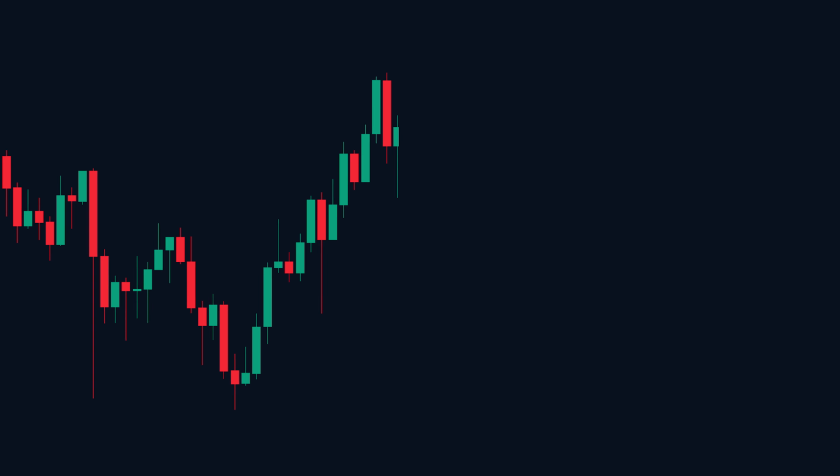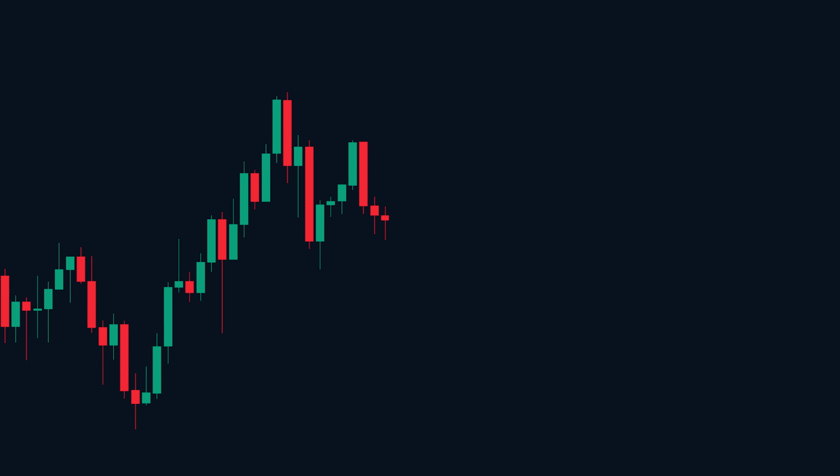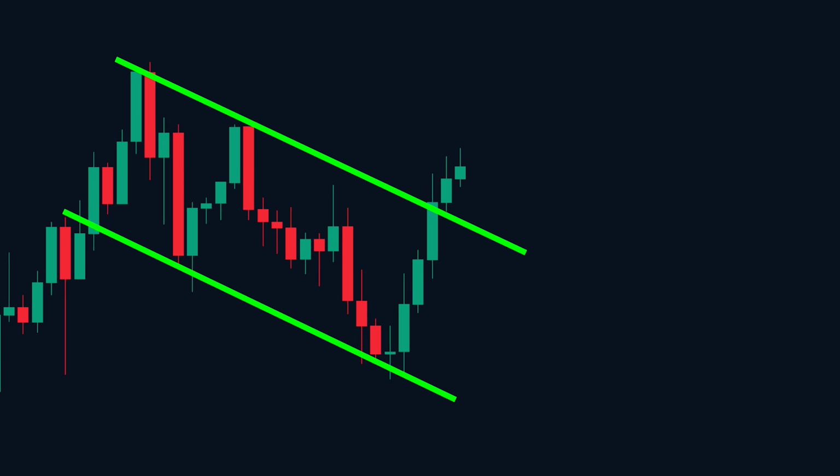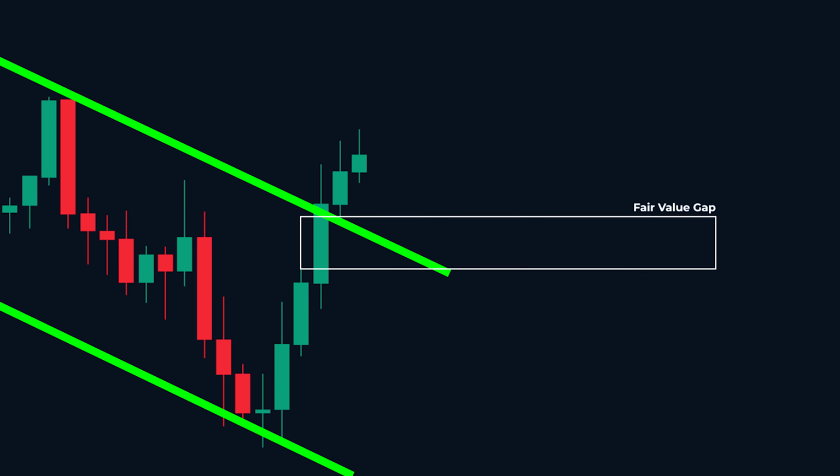Here, price is moving up strongly. Then early buyers start taking profits and price moves into a consolidation, forming the flag. Eventually, price breaks out of the pattern to the upside. Now, instead of chasing the breakout, you wait. Let price come back, fill the imbalance, the fair value gap, and then enter on the retest.